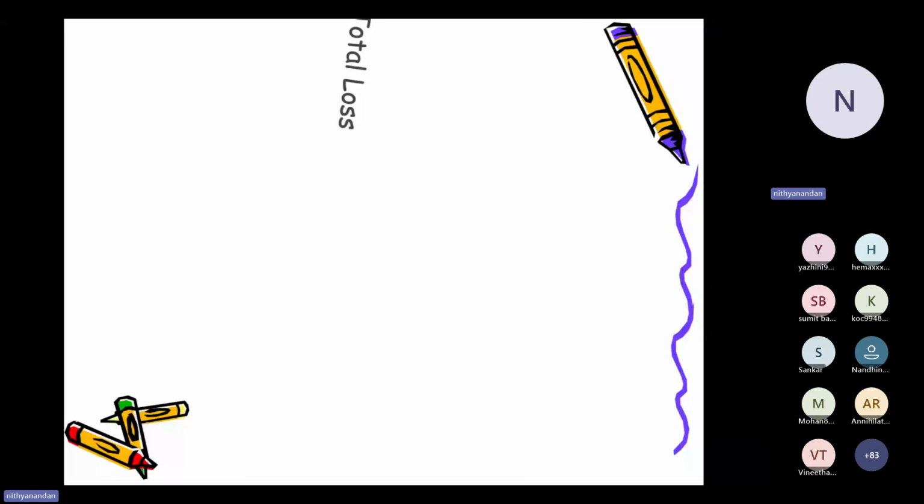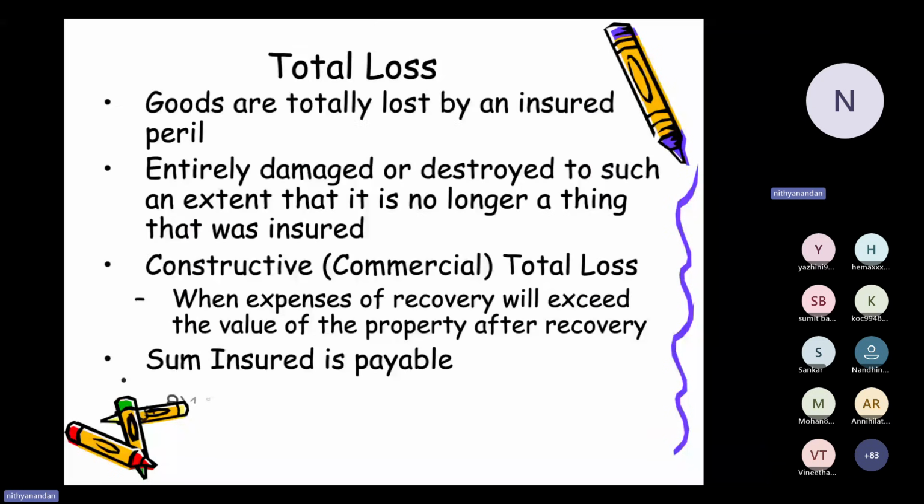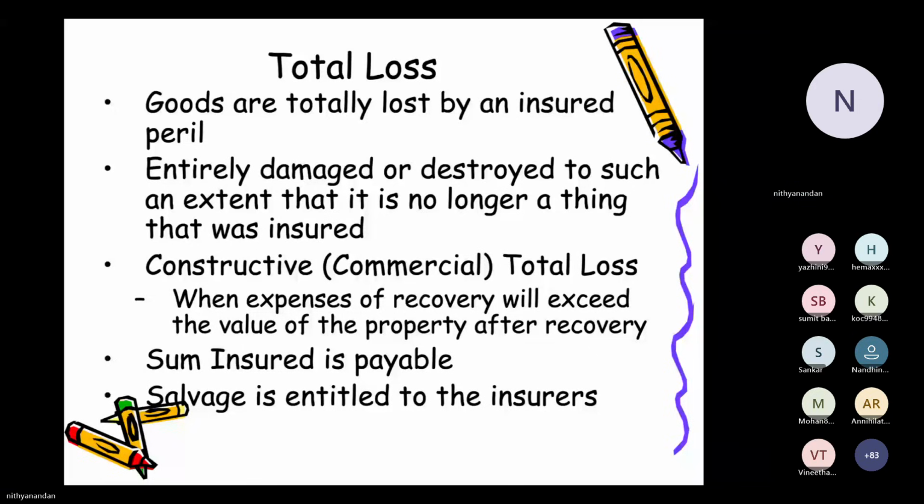What is a total loss? Goods are totally lost by an insured peril. It is burnt. It is sunk. So, totally lost by an insured peril. Or another case, the goods are entirely damaged or destroyed to such an extent that they are no longer the thing that was insured. Take the case of cement bags. Cement bags sustain water damage. What will happen? It will solidify.